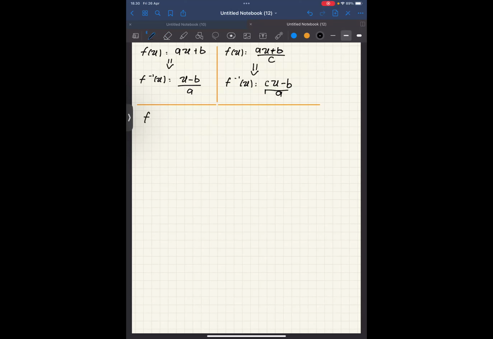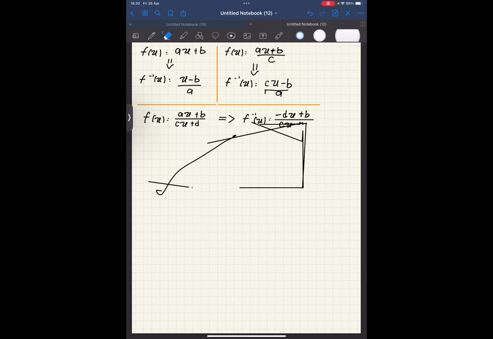And if you have a function f(x) equal to ax plus b over cx plus d, the inverse of this function is going to be minus dx plus b over cx minus a. There's actually a lot more of the inverse other than these three, but this is the basic, and I'm gonna teach you this for today.